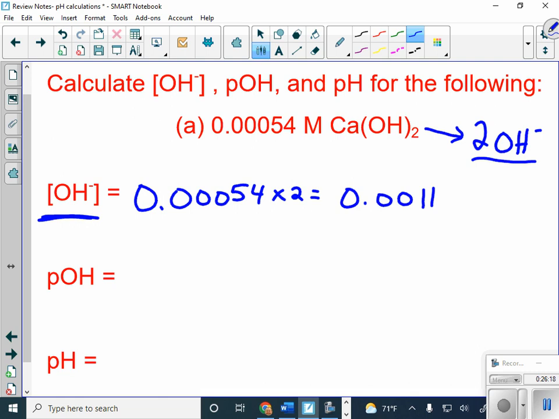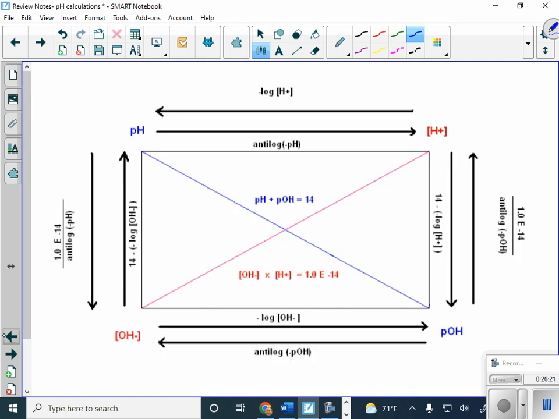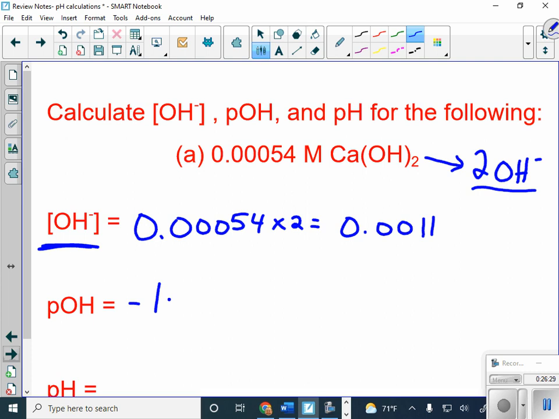Now, once again, pOH, okay? If I'm trying to get the pOH, I can use the negative log of the hydroxide ion concentration, which is 0.0011. So I take negative log of 0.0011, and that gives me a value with 2 sig figs of 2.96.